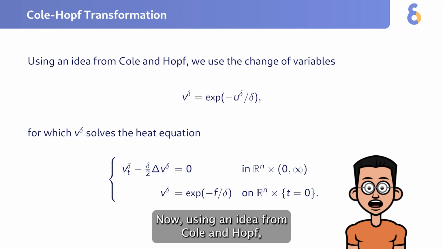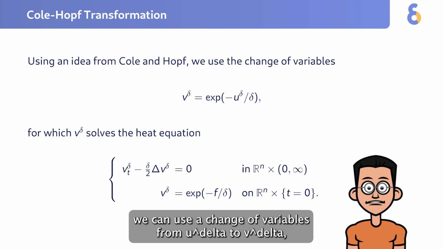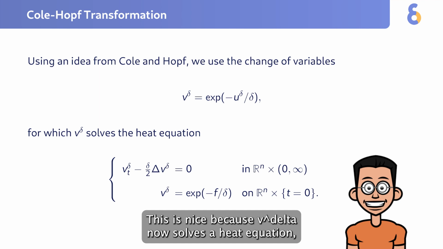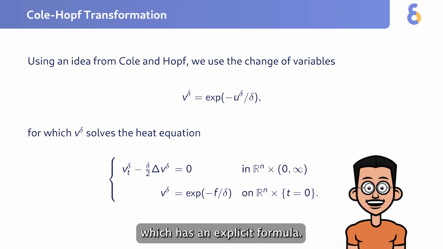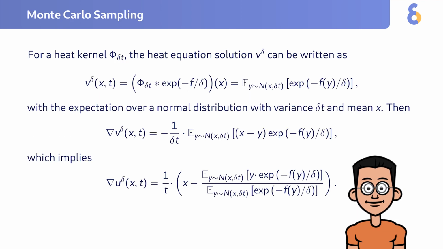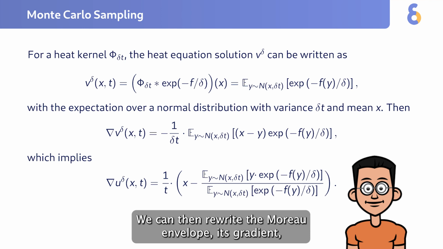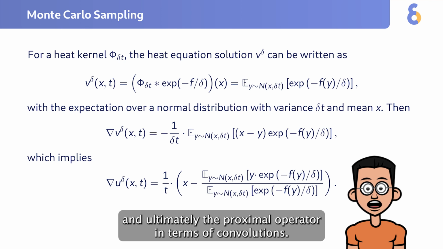Now, using an idea from Cole-Hopf, we can use a change of variables from U delta to V delta, which takes this exponential relationship. This is nice because V delta solves a heat equation, which has an explicit formula. Using the heat kernel, we have an explicit formula for V delta. We can then rewrite the Moreau envelope, its gradient, and ultimately the proximal operator in terms of convolutions.